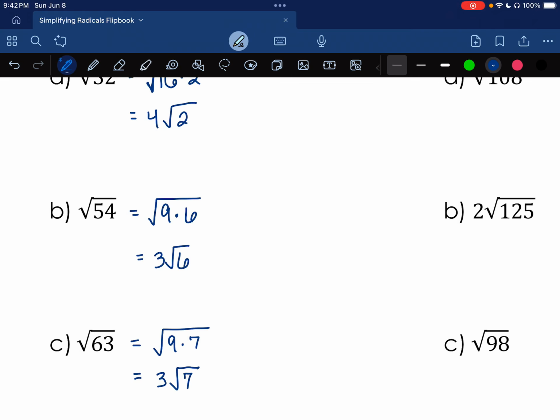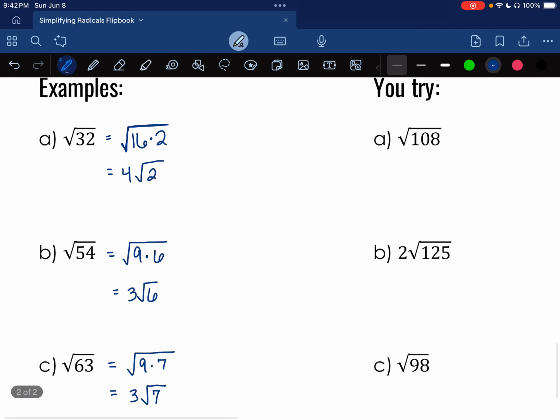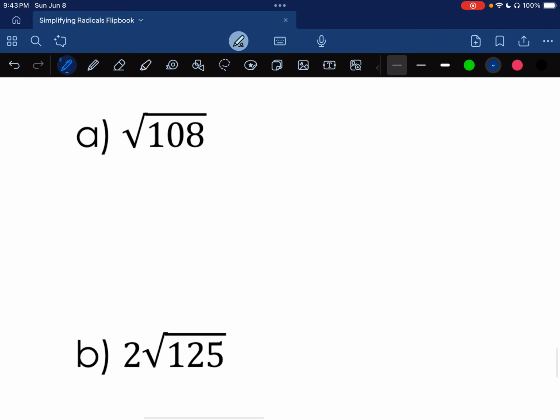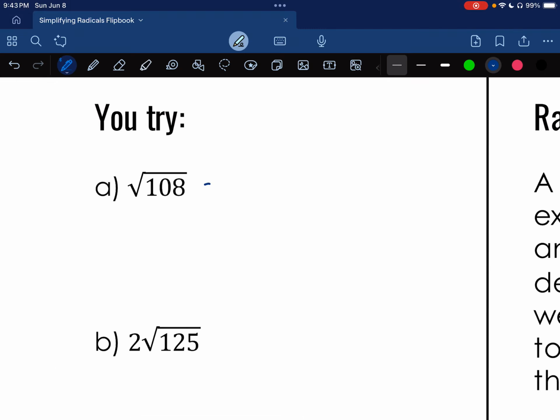All right, go ahead and try these you-try problems here on the right. Pause the video, give it a shot, and then we'll chat. All right, so 108 here. 108 has a perfect square factor of 36. It's 36 times 3. And so this will be 6 radical 3.